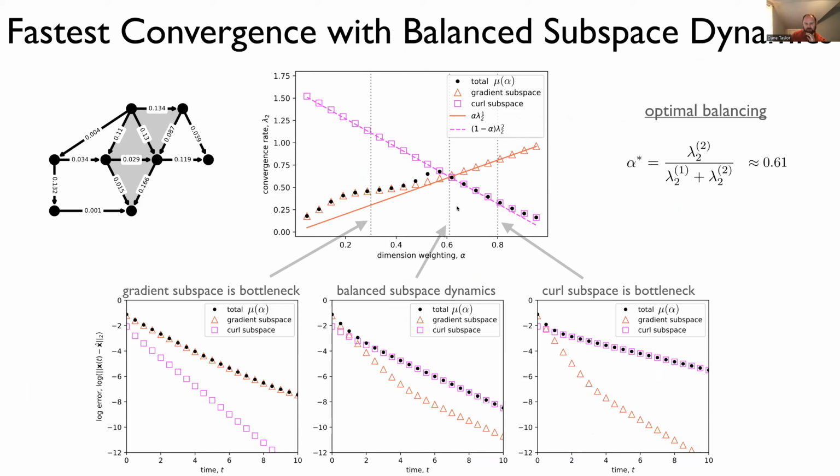This dashed line is kind of what we find to be the optimum. And then if you're below it, the gradient subspace converges more slowly. So that's up here. And then the convergence of the entire system kind of matches that of the slower system. And then when alpha is above, the curl subspace is the bottleneck, converges more slowly. The slope of this line, here I'm plotting the error with respect to the final value. So when you're above alpha star, the curl subspace is converging slowly, gradient subspace converges fast, but the whole system converges kind of with that slower subspace.